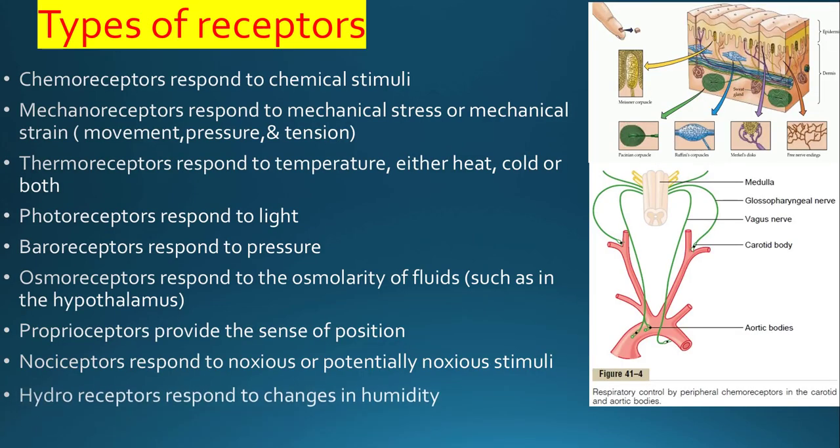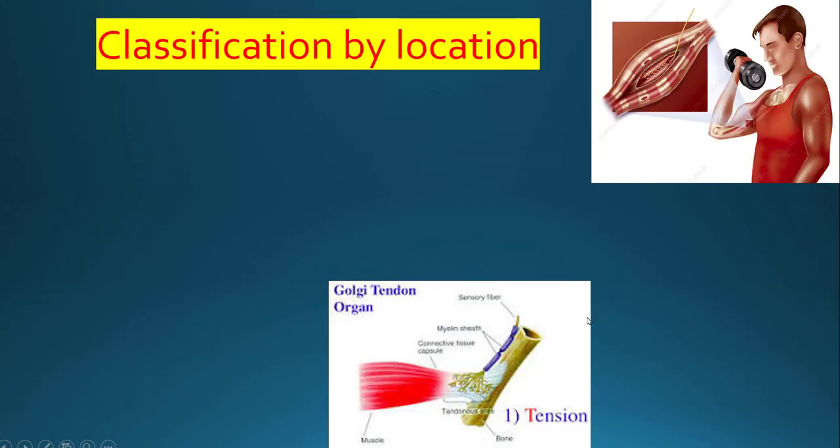So chemoreceptors are present in the aorta and carotid arteries, and they sense the change in the pH of blood or change in the carbon dioxide partial pressure.